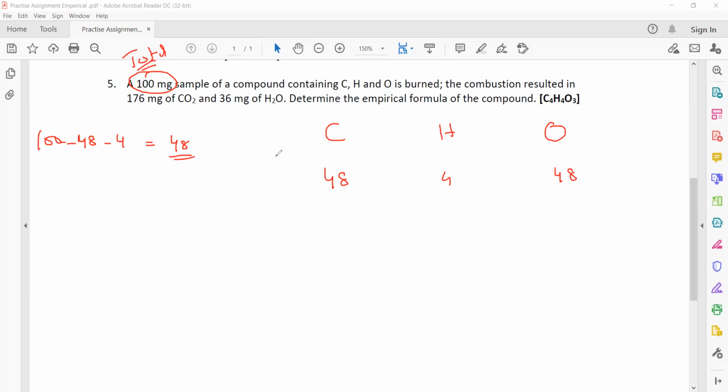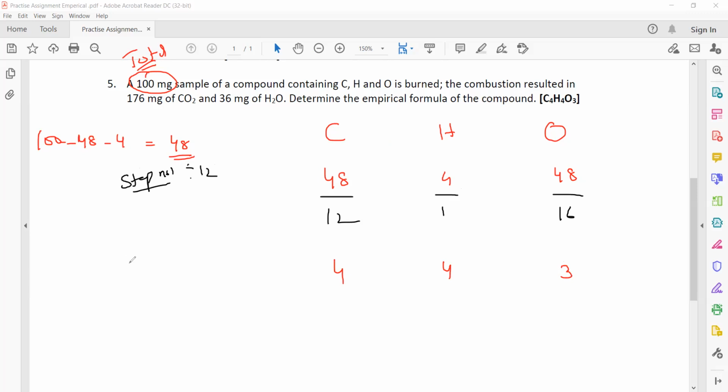Now we have the mass of each, so we can use the steps. Step number 1: we divide by atomic mass. Carbon will be divided by 12, hydrogen divided by 1, and oxygen divided by 16. 48 divided by 12 is equal to 4. 4 divided by 1 is 4. And 48 divided by 16 is equal to 3.